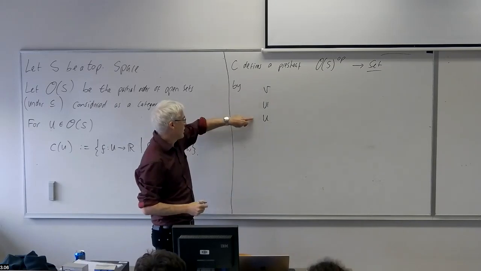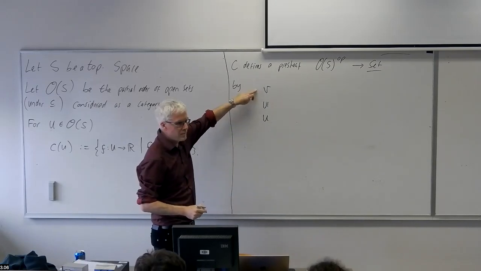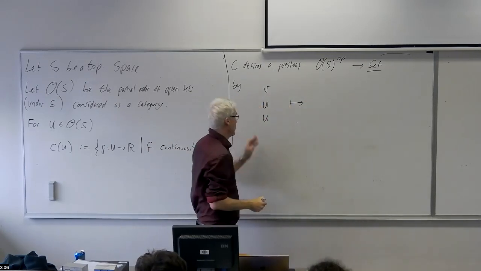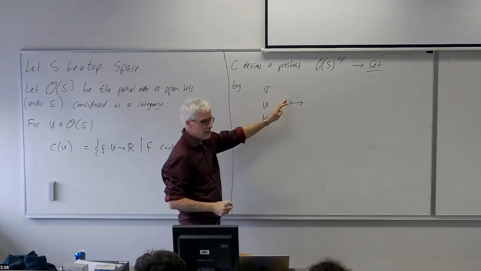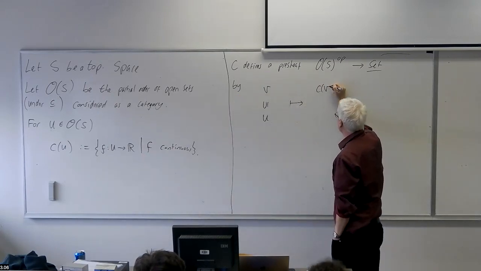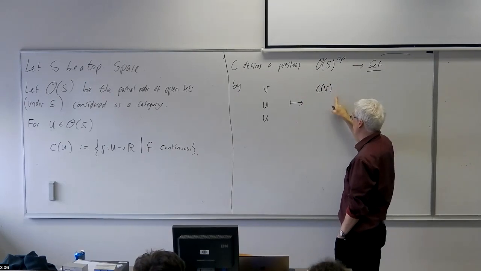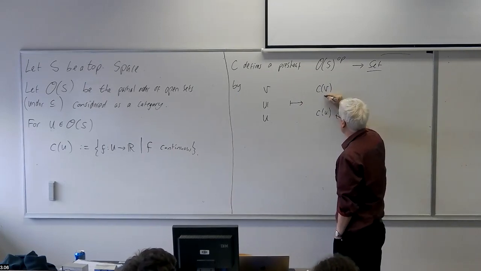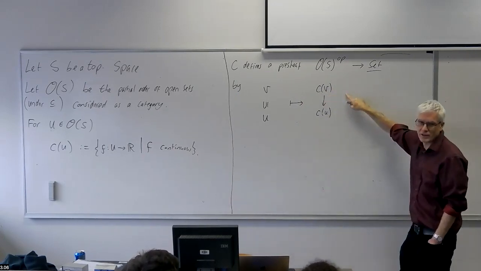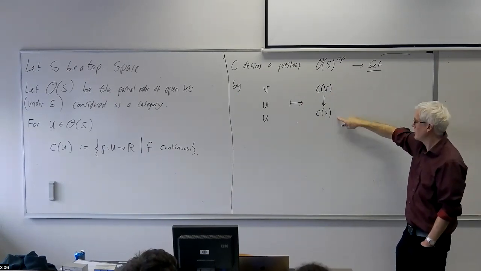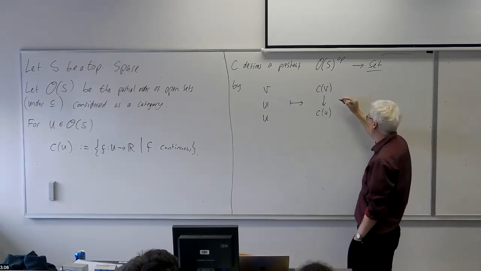If you've got two open sets and U is a subset of V, well, the functorial action maps this unique morphism to, well, we need to map C of V, the continuous functions from V into the reals, onto C of U, the continuous functions from U into the reals. And there's an obvious function that does that. If you've got a continuous function on V, then you'd restrict it to a continuous function on U.